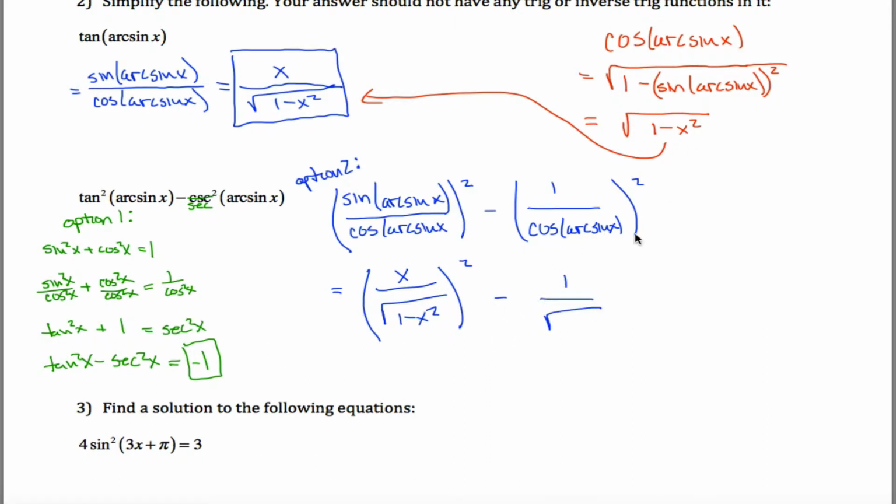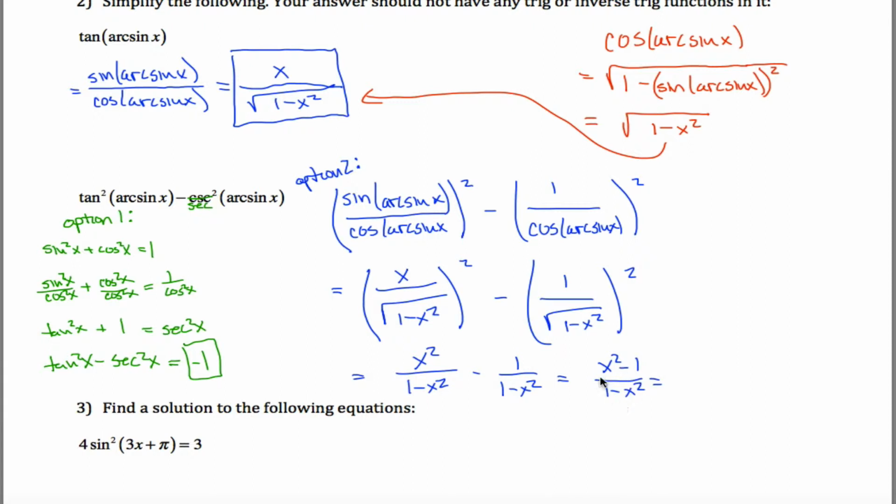Again, I've already shown that that's the square root of 1 minus x squared, so I have 1 divided by that thing, and remember that whole thing has to be squared. So I get x squared over 1 minus x squared. If I distribute this square in, it cancels out the square root. Minus 1 over 1 minus x squared. I've got a common denominator, so why don't I just subtract the numerators? I get x squared minus 1 over 1 minus x squared.